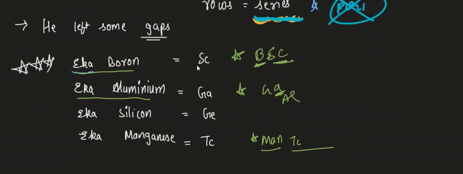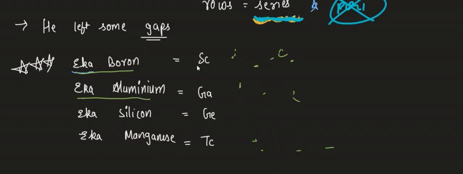There are a total of 4 gaps. Very, very important. You may get a question on this. So what are those 4 gaps? Eka boron, Eka aluminium, Eka silicon, Eka manganese. First of all, what is the meaning of Eka boron?